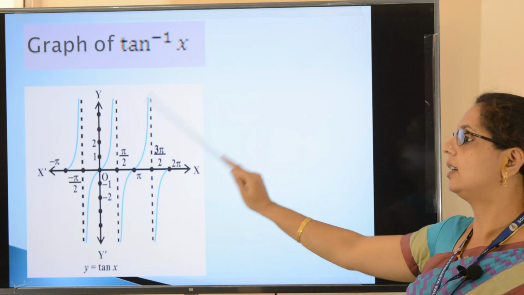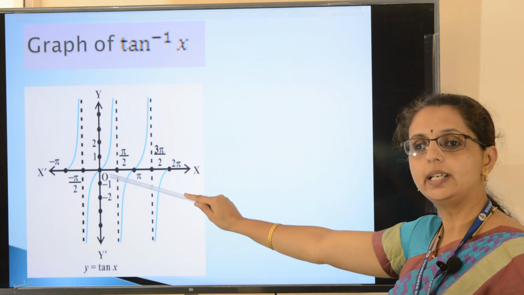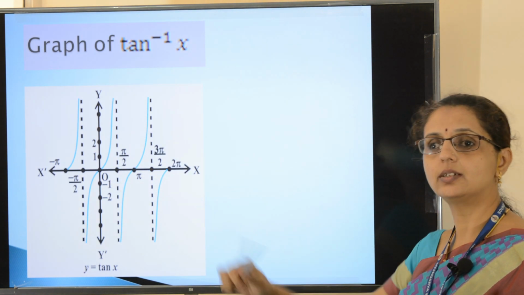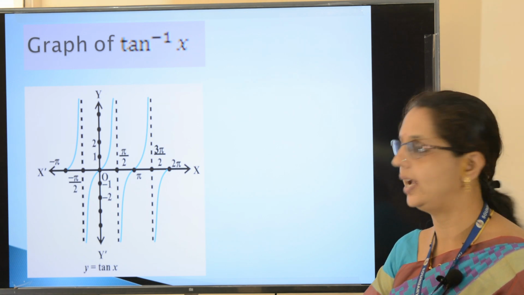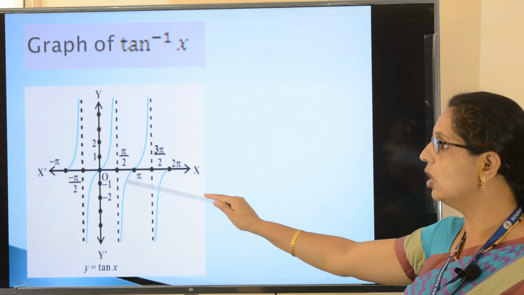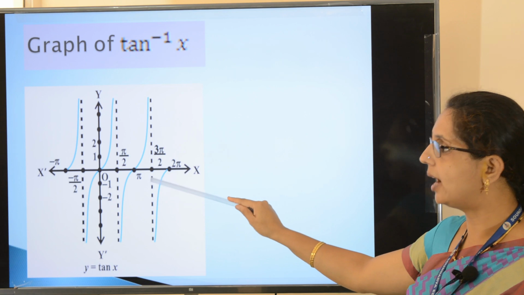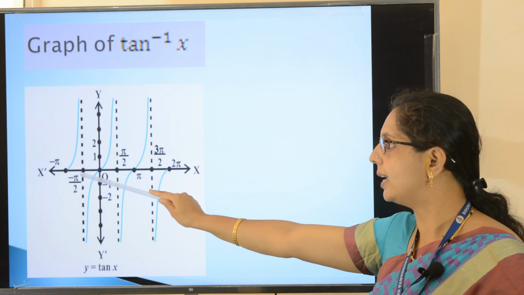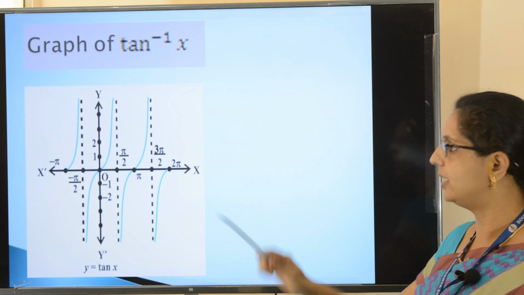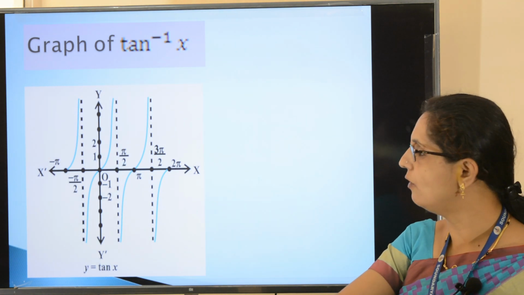But once again, the tan x curve meets at the origin. Why does it meet at the origin? Because tan of 0 is equal to 0. Yes, tan of 0 is equal to 0, and tan of pi is also 0. Pi by 2, then comes what? Minus pi, 3 pi by 2 and 2 pi. This is the curve of tan x.